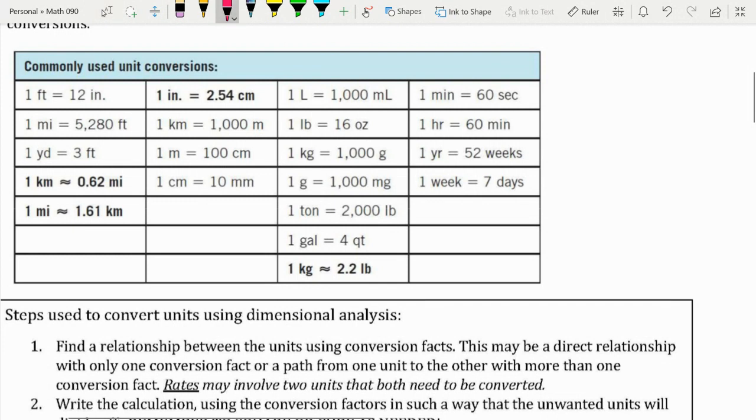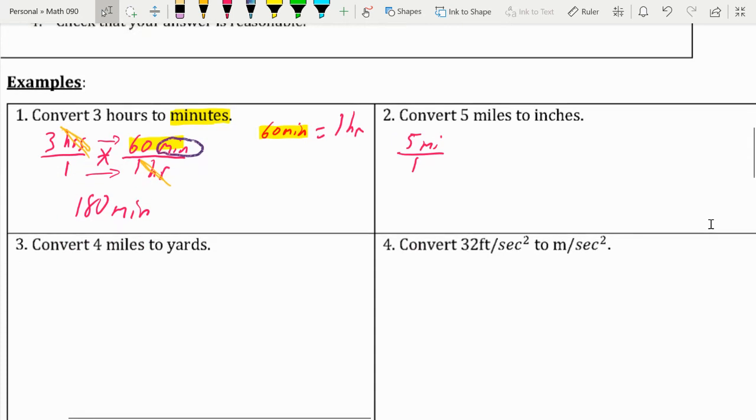Well, I start looking at this left side right here. Miles to inches. The only thing that I'm seeing is miles to feet. I see miles to feet, but then I also see feet to inches. And if you recall, we're trying to change it to inches. That's what we're trying to get.